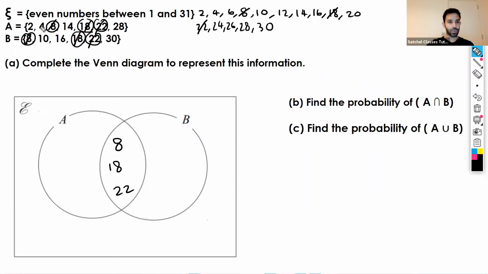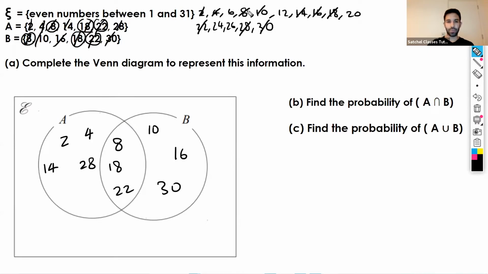The remaining numbers are 2, 4, 14, and 28. So we've got 2, 4, 14, and 28. That needs to be crossed out. And then we have 10, 16, and 30 that go in set B. So 10, 16, and 30.